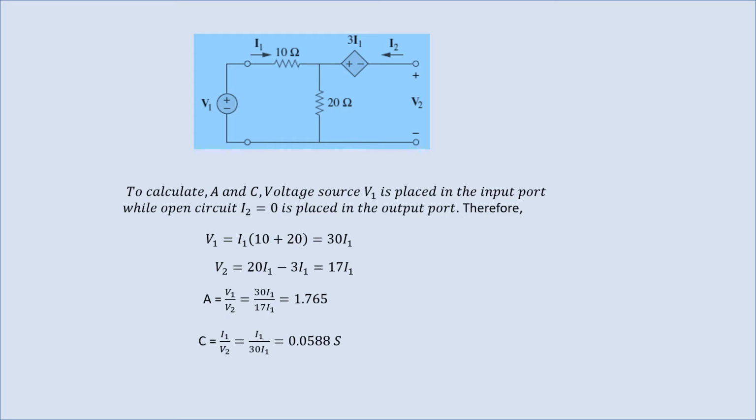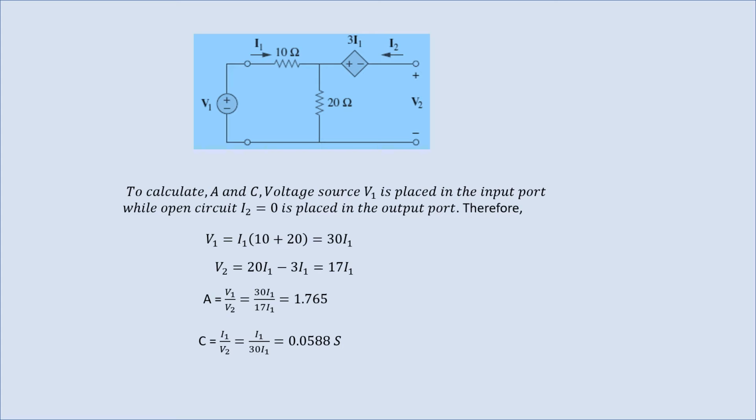Meanwhile, our V2 will be equal to our 20 ohms multiplied by I1. Why it's 20 multiplied by I1 is because that current I1 is flowing in series through the 10 ohms and 20 ohms, meaning the same current that passes through 10 ohms passes through 20 ohms. That's why we have 20 I1, then minus the current controlled voltage source, that is minus 3 I1, and that will give us 17 I1.